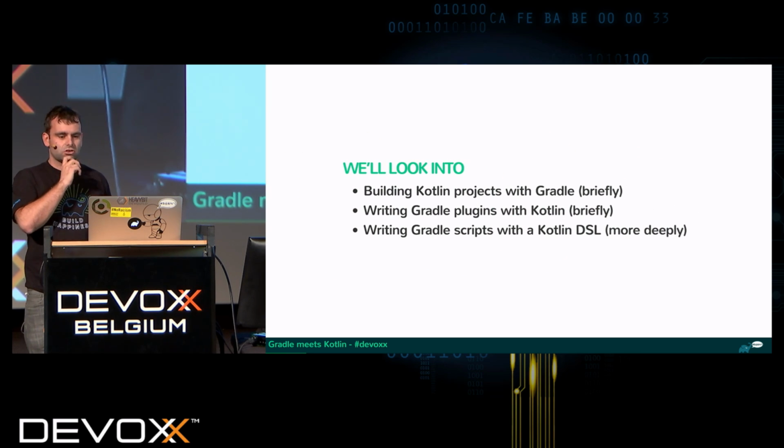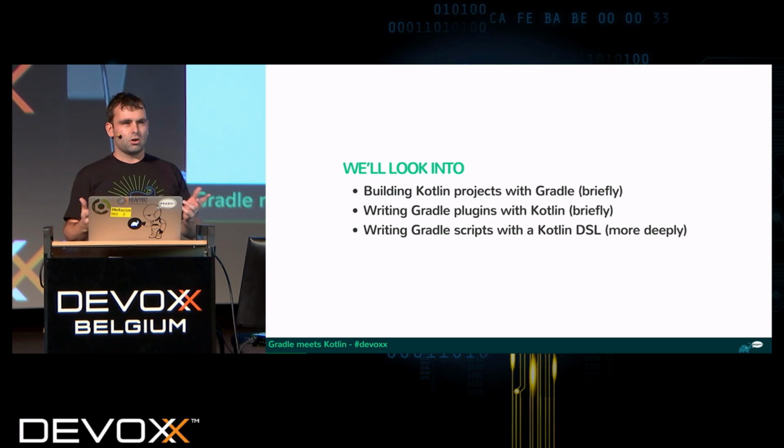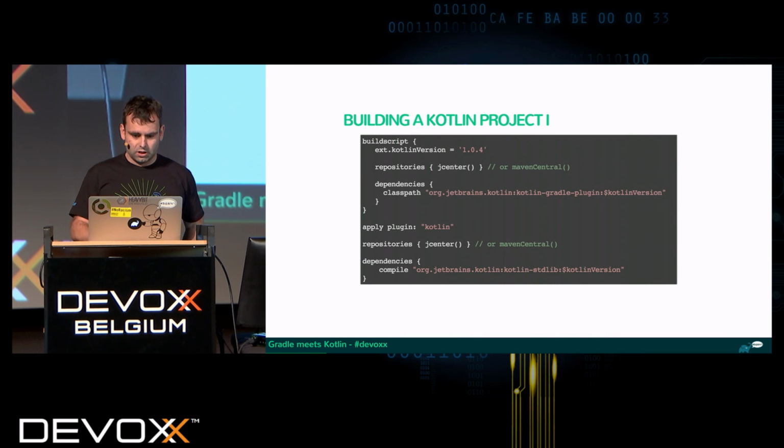In this short session, we look at how Gradle works together with Kotlin. I'll start by explaining briefly how you can build Kotlin projects with Gradle, because it's quite simple. I'll spend one slide or so on writing Gradle plugins with Kotlin, and then most of the rest of the time we focus on writing Gradle build scripts with the Kotlin DSL, what we did in the last couple of months around that, and some issues we have, and how it looks with some live demos.